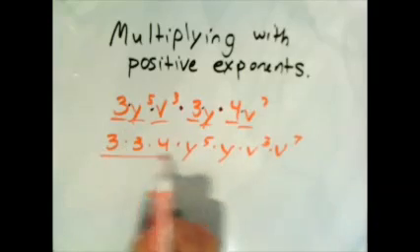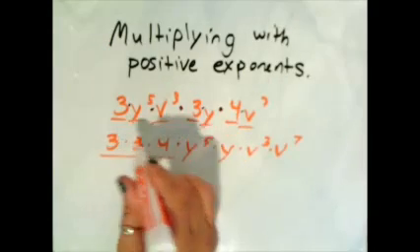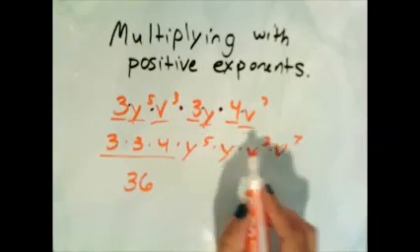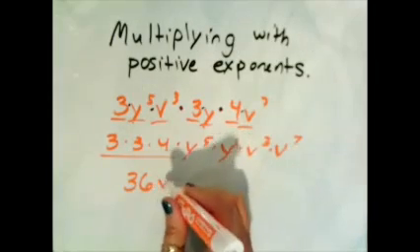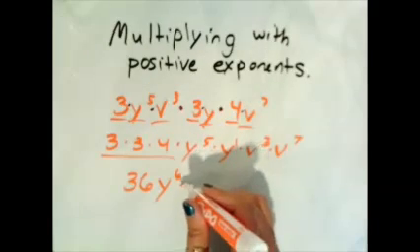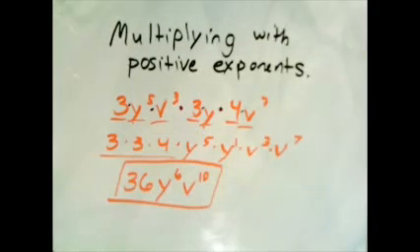All right, so now if we multiply things that are like each other, multiplication we can do in any order. 3 times 3 is 9, and 9 times 4 is 36. Y to the fifth times y, that's like y to the first. So I have 6 y's all multiplied by each other. And for the v's, v to the third times v to the seventh is v to the 10th. So there's all of those multiplied together.